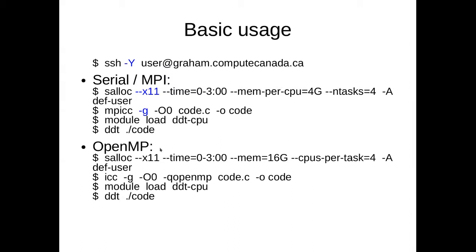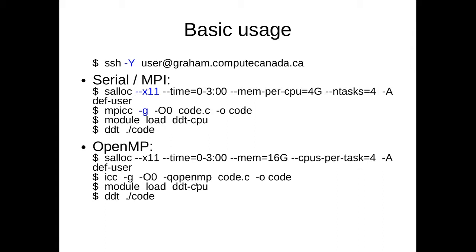If you deal with OpenMP, then there are slight differences in your salloc command. Specifically, now you want to reserve memory with --mem for the whole job, not memory per CPU like for MPI. And also instead of number of tasks, you're asking for CPUs per task, let's say 4.